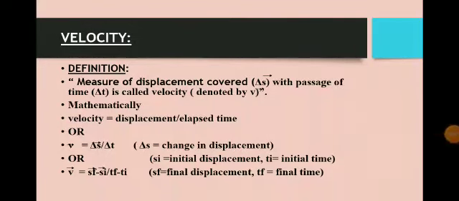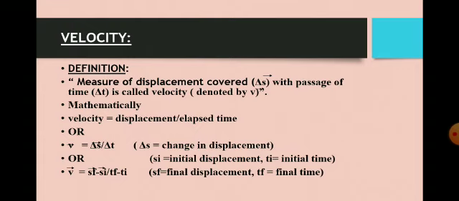Bismillahirrahmanirrahim. Dear students, today we will discuss our new topic, that is velocity, which is very closely related to the speed. So the definition of velocity is the measure of displacement covered with passage of time is called velocity.